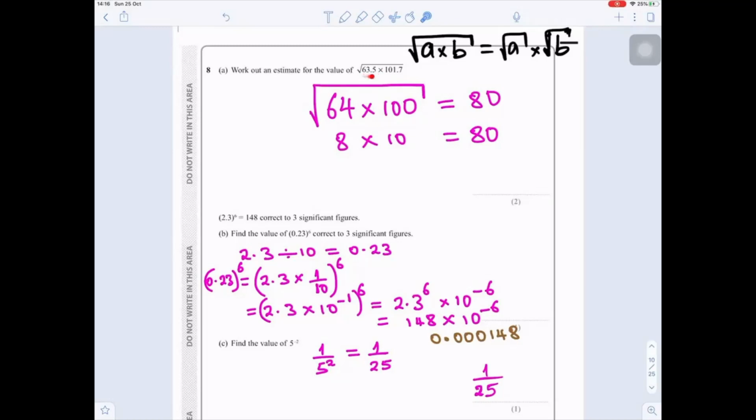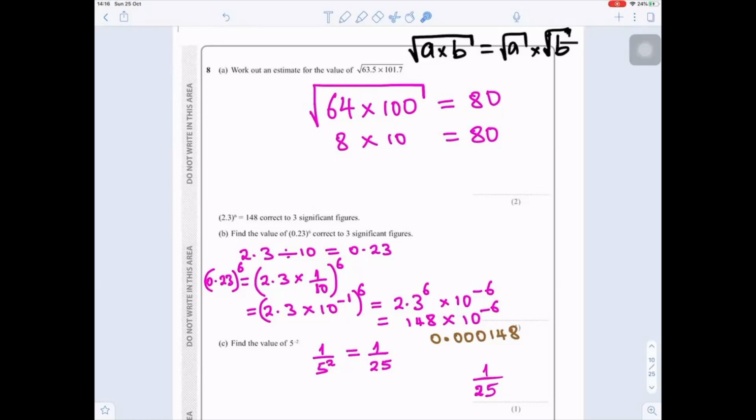So 63.5, you would choose 64 because you can work out the square root of 64. 101.7, you would use 100 because you can find the square root of 100. And using this formula on the top right, the square root of A times B is equal to the square root of A times the square root of B. So the square root of 64 is 8, times the square root of 100, which is 10. So 10 times 8 gives you 80.